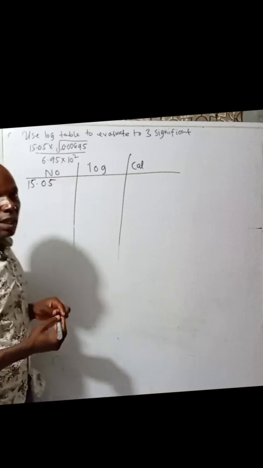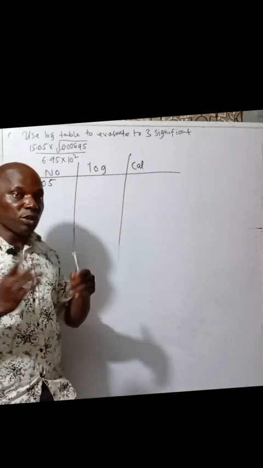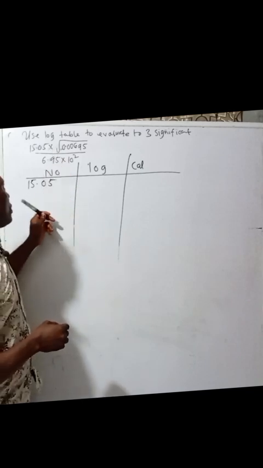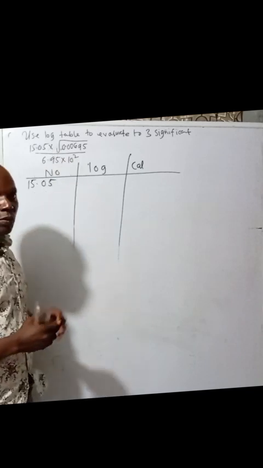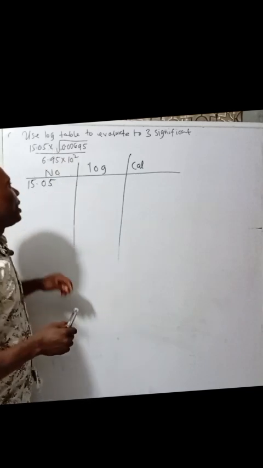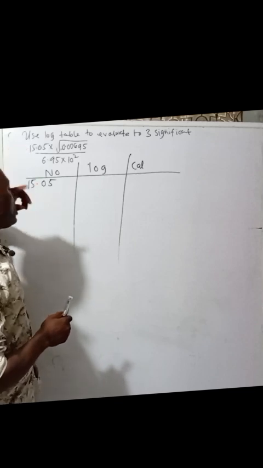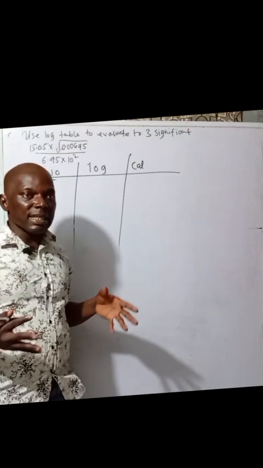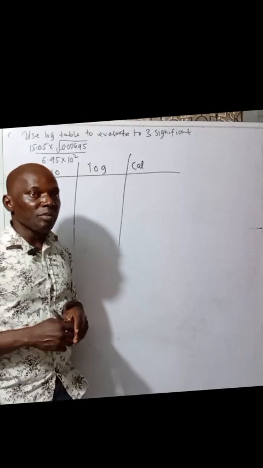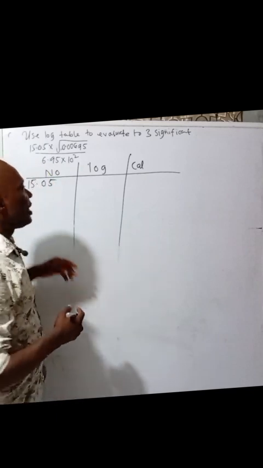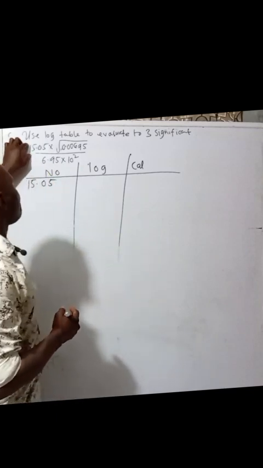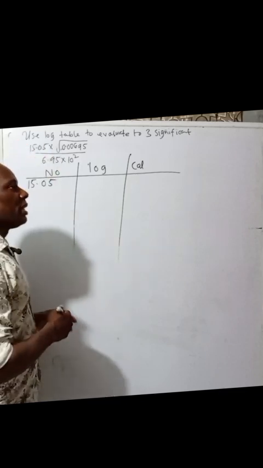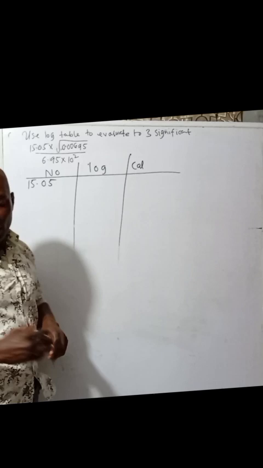Now, the first thing here is we have to take note of the laws governing the operations of logarithm. So, when you see multiplication, you add. When you see division, you subtract. But here, in dealing with logarithm, we have what we call the characteristics and the mantissa. The characteristics is the part before the decimal point, then the part after the decimal point is the mantissa.